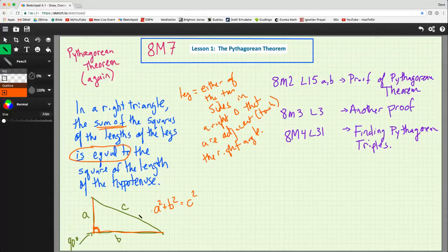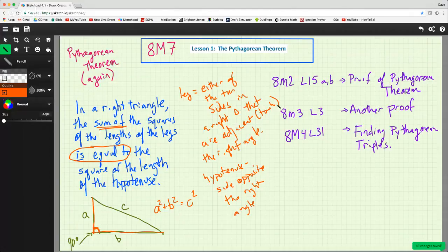And so if we add together the squares of those lengths, that's going to equal the square of the length of the hypotenuse. The hypotenuse is the side opposite, the side that doesn't touch the right angle. It's the side opposite the right angle. So that's the hypotenuse. And so that's our vocabulary.